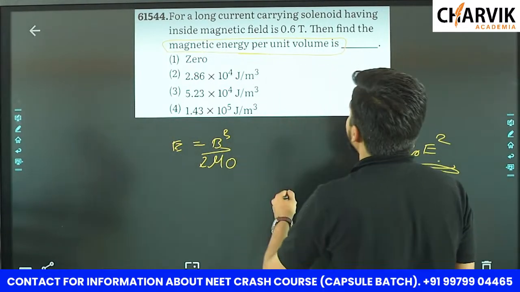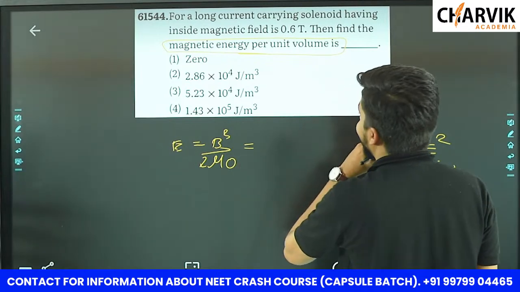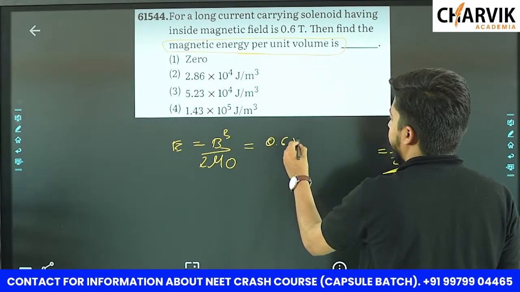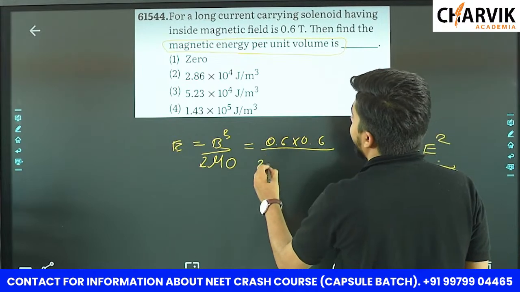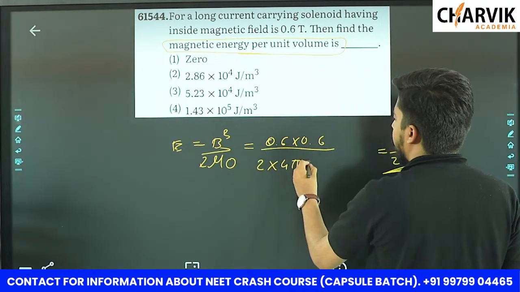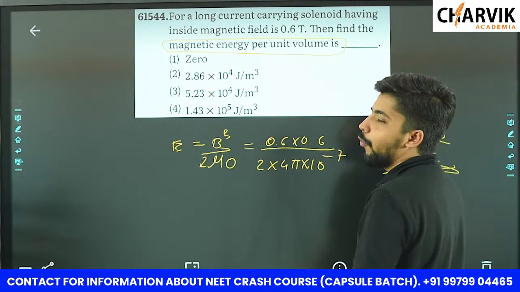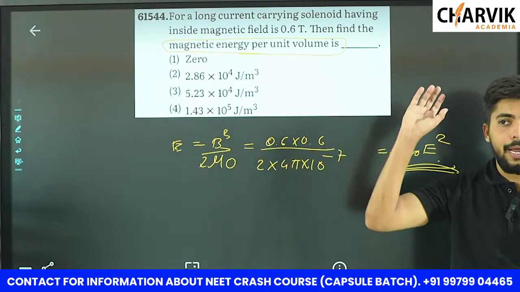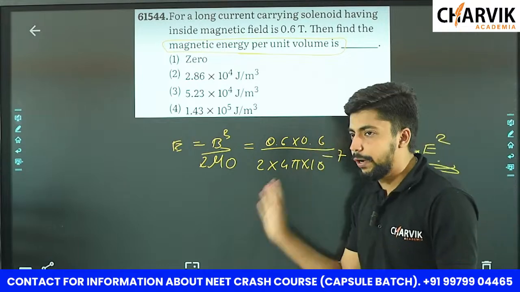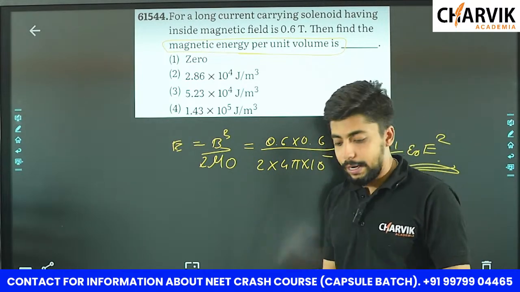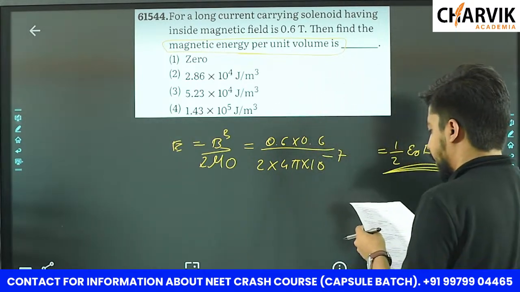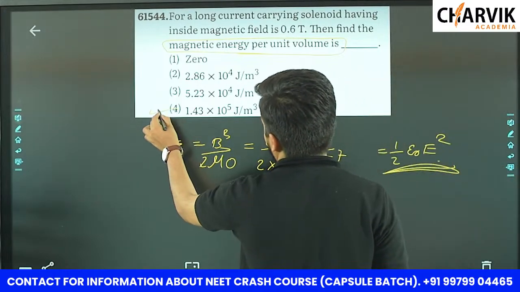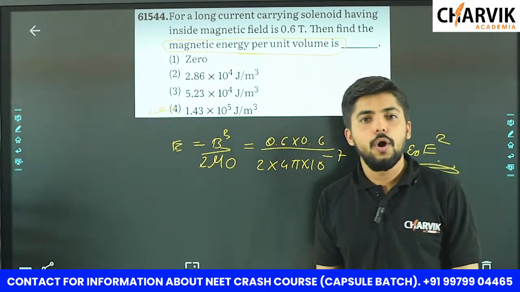Okay, now simply place the values in this equation. Magnetic field is given, so it becomes 0.6 into 0.6 divided by 2 into mu naught, which is 4 pi into 10 raised to minus 7. Very easy type of question. You just need to remember the formula, and if you know the formula, just place the values, use your calculator very well, and you can get the answer. And the answer for this question will be 1.43 into 10 raised to 5.